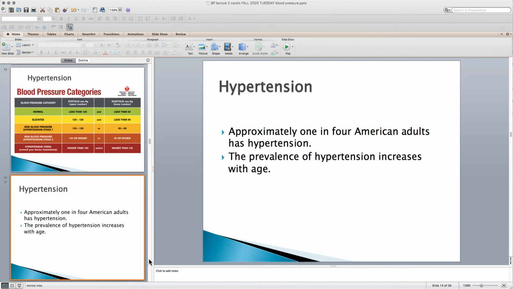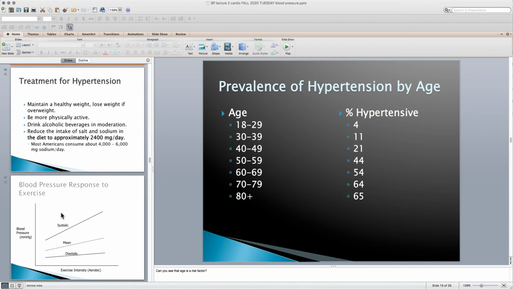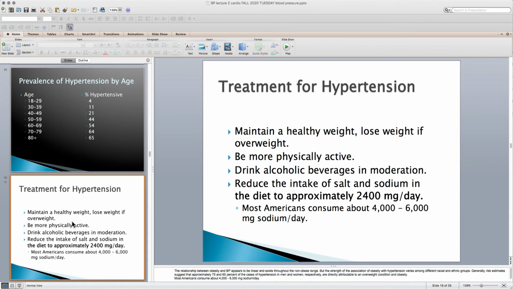And a lot of people, 1 in 4, have high blood pressure, and it increases with age. And so here's an age group, and here's the percent hypertensive. And with aging, vessels become more stiff. So if those blood vessels are more stiff, like during systole, for example, when blood is being forced through those vessels, they're not going to be as flexible. So that's a greater pressure inside those vessels. So that's one reason.